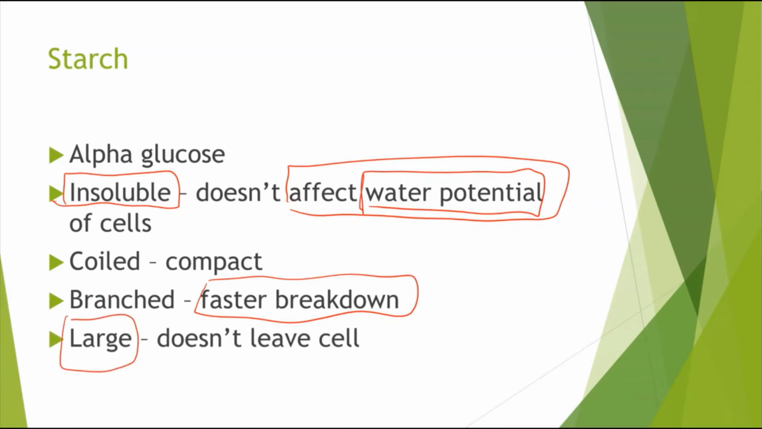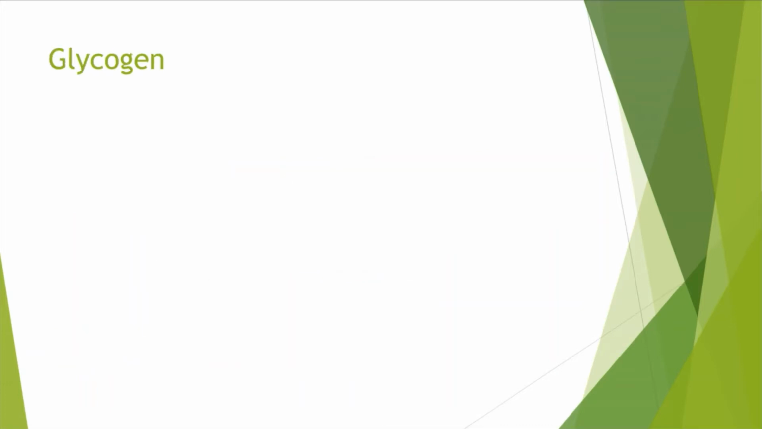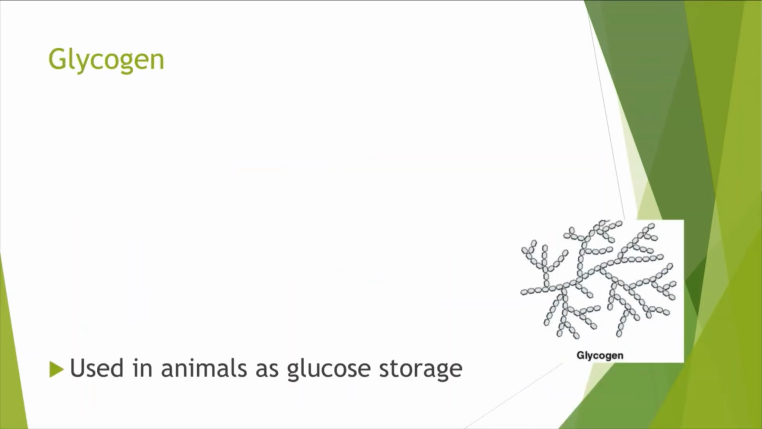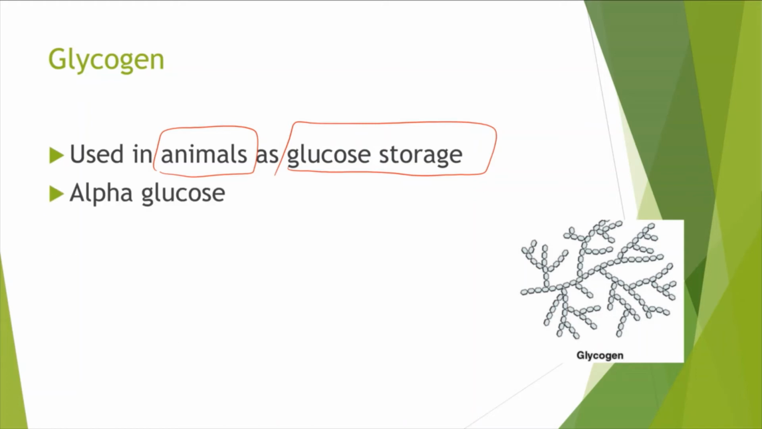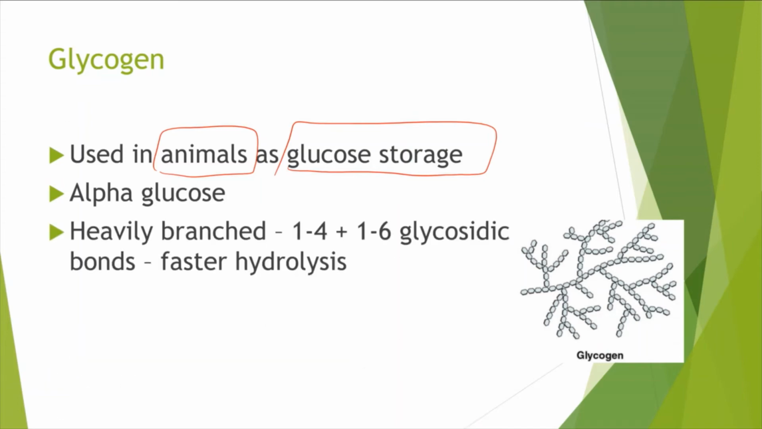Starch is a large molecule, so it doesn't leave the cell, so it'd be used up in the cell and it's not wasted. Looking at glycogen this time, glycogen is used in animals as a glucose storage. Starch was the glucose storage for plants, but in animals it's glycogen. Again, it's also made from alpha glucose, and it's very heavily branched, more than starch this time.